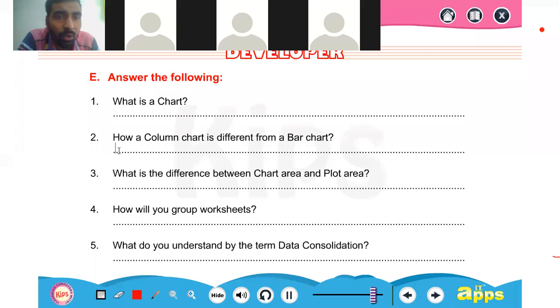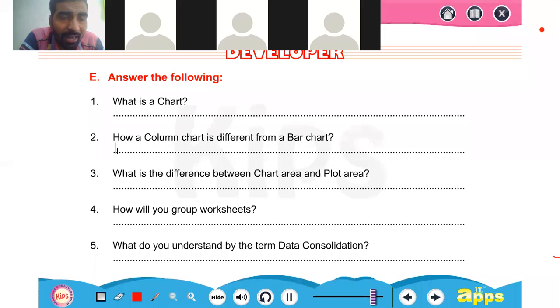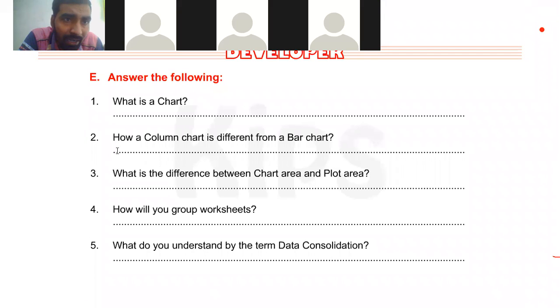First, second question: how is a column chart different from a bar chart? In column chart and bar chart, both are shown with bars or slices. But in column chart, the bars are vertical. Vertical means they are straight. And in column chart, the values are shown along the y-axis and the categories are shown along the x-axis.